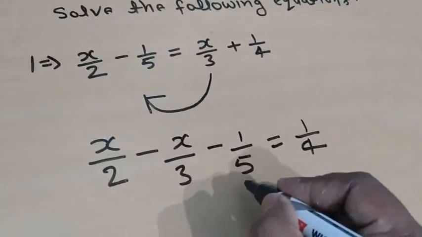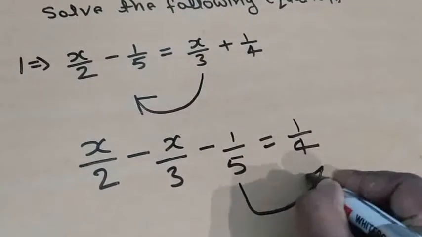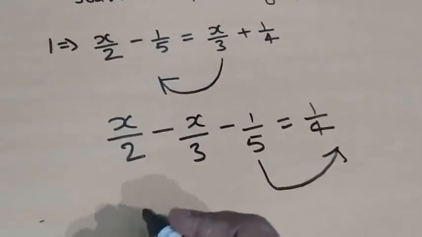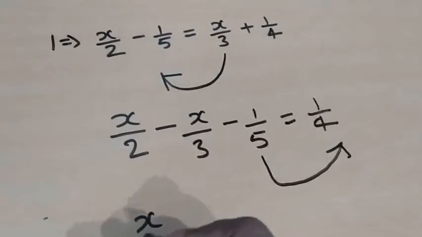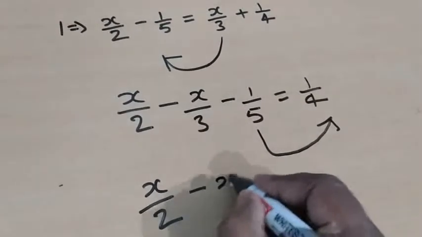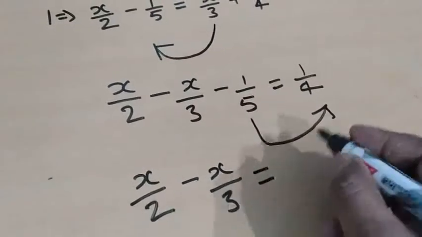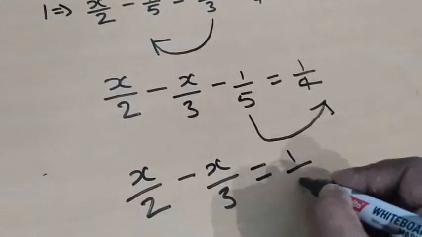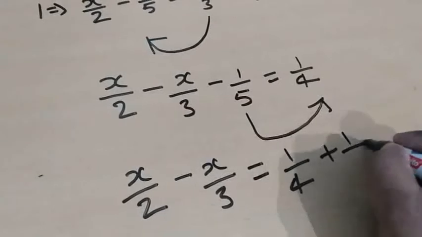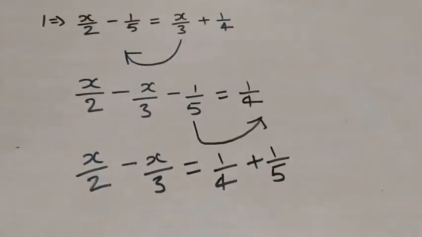Now we transpose 1 by 5 to the right hand side. So in the left hand side we have obtained only x by 2 minus x by 3 is equal to 1 by 4 plus 1 by 5. Clear?